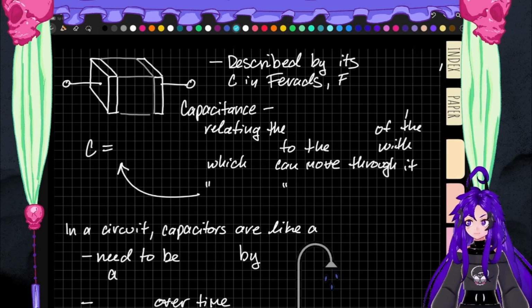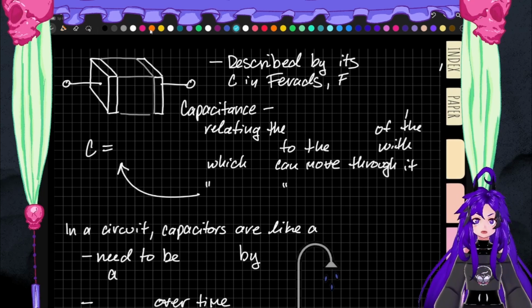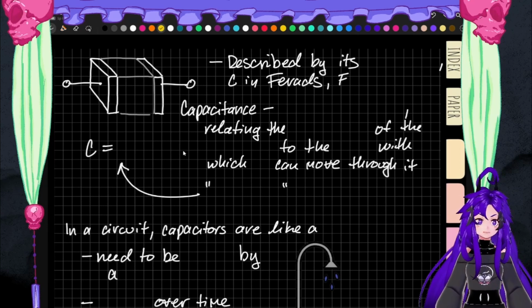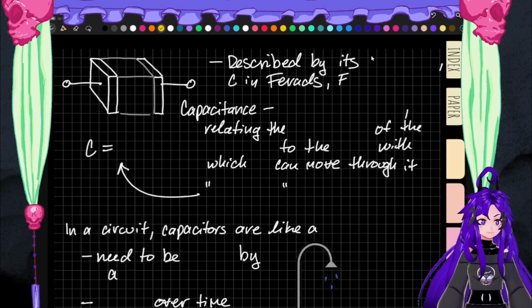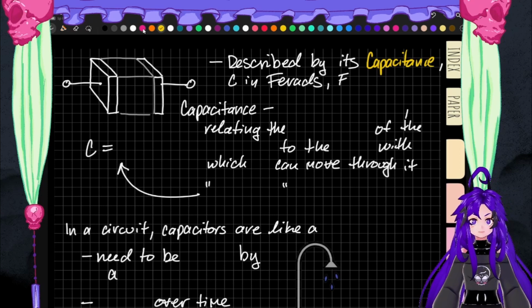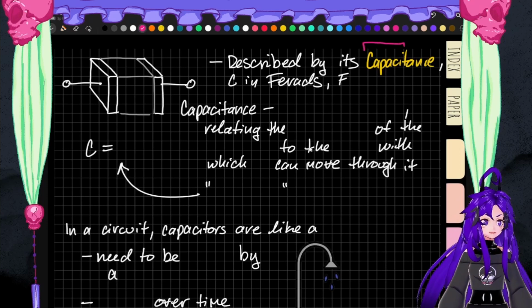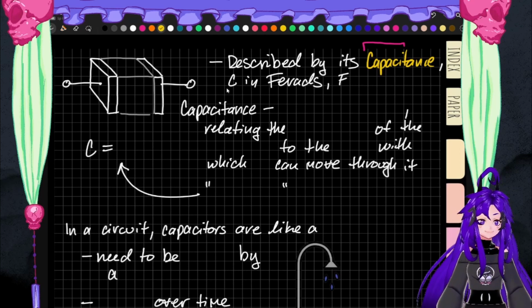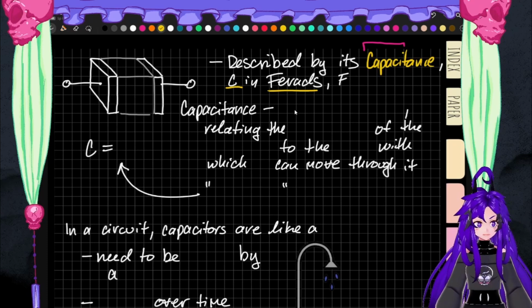So how do we describe a capacitor? What value do we care about that tells us about this specific device? So it's described by its capacitance. And you might see the word capacity in there. So yeah. We represent it with C, and we measure it in a unit called farads, after, you guessed it, a dude named Farad. And we represent that unit with capital F.